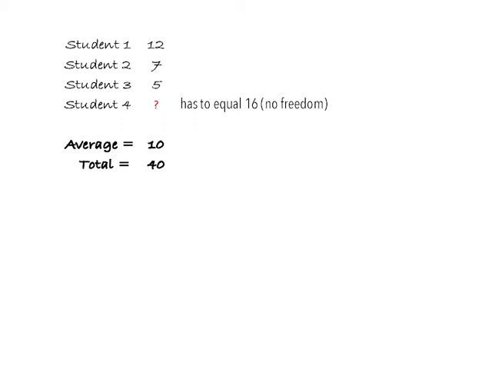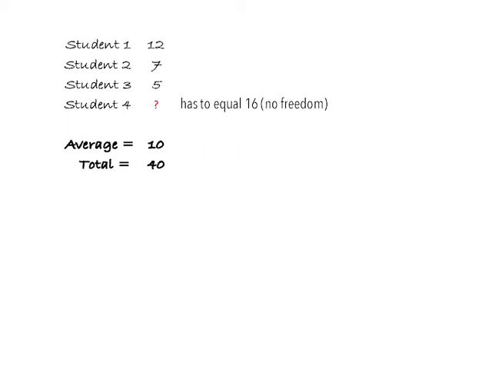So what's the total now? 12, 7, 24. 24, right? And their mean is 10. So if we want them to have a mean of 10, how much should their sum add up to? 40, right? Oh, 5 people. I thought there were 5 people. Aren't there 3 people? No. Oh, 4 students. 4 students, 40, and then we have 24 now.